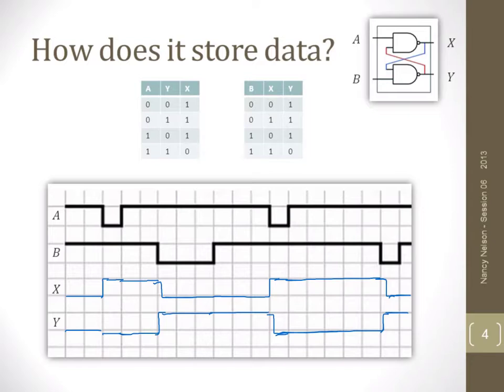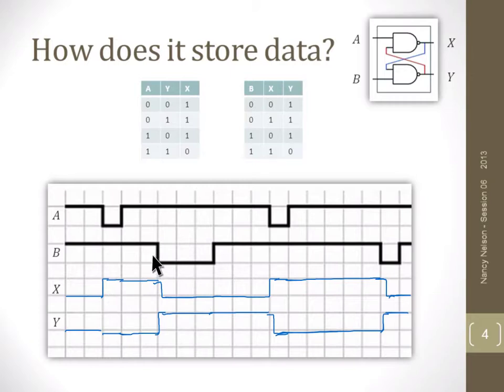So let's take a look at what has happened in terms of our output X. Let's just focus on X right now. When A goes low, so we have a pulse of A here, and B is high, we can see X goes high, which is called a set. So this pulse in A, as long as B is in its opposite state, causes a set for our output.